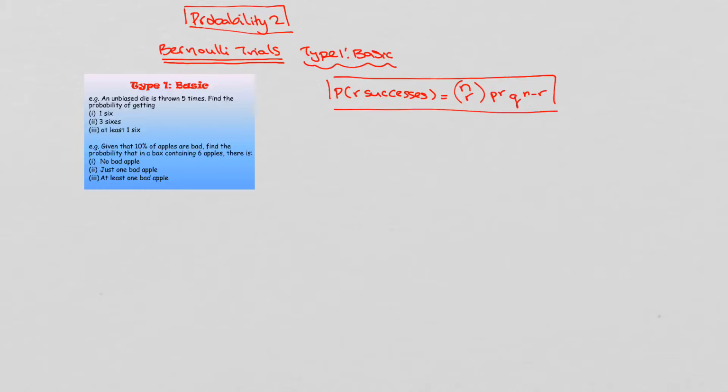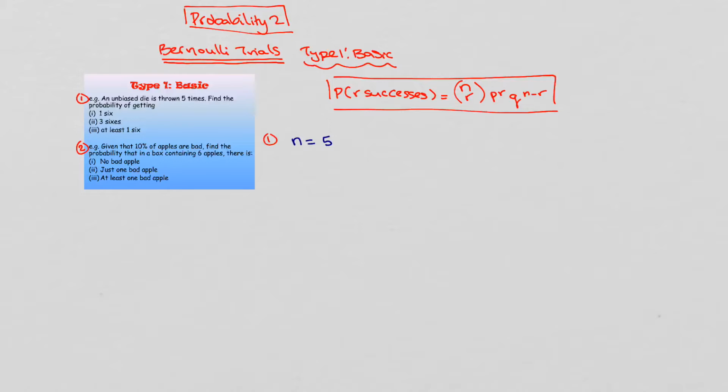So we have two examples here under just kind of practicing using this equation. We're going to look at the first example. I'm going to call that example 1, and the second example we'll call example 2. In the first question, we have an unbiased die is thrown 5 times. So therefore our number of trials, n, will be 5.